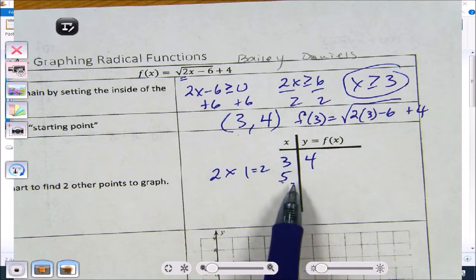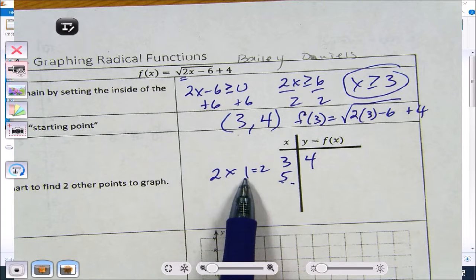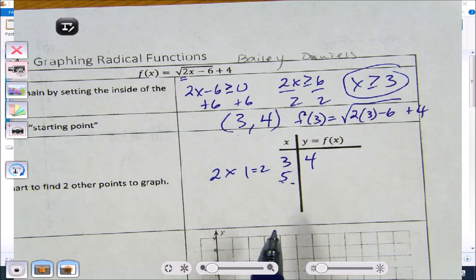What if it was a 3? Then it'd be 3 times 1, and 6 would be a good number.